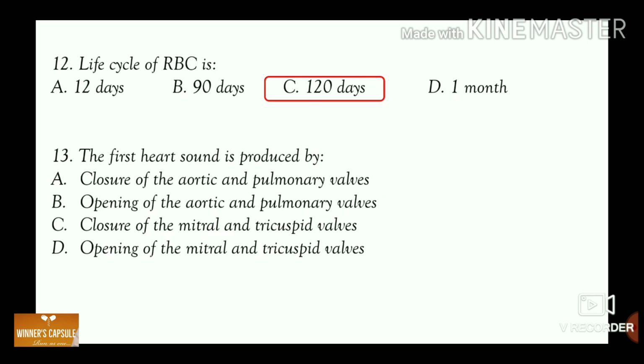13th one, the first heart sound is produced by A. Closure of aortic and pulmonary valve, B. Opening of aortic and pulmonary valve, C. Closure of mitral and tricuspid valve, D. Opening of mitral and tricuspid valves. Answer is option C. Closure of mitral and tricuspid valve.